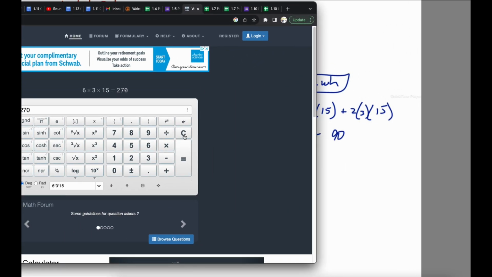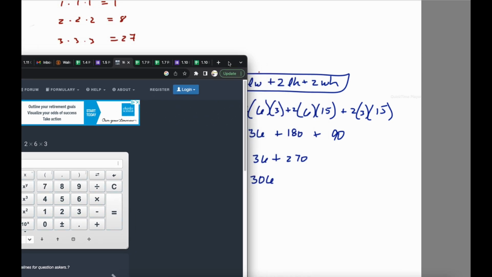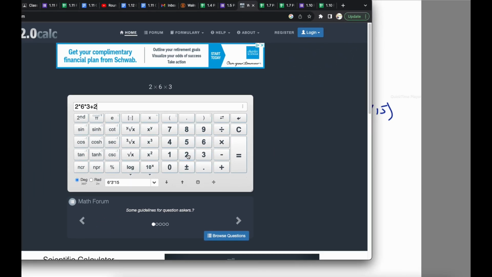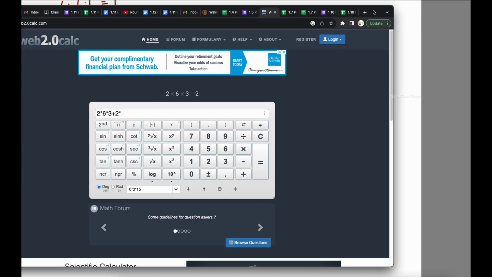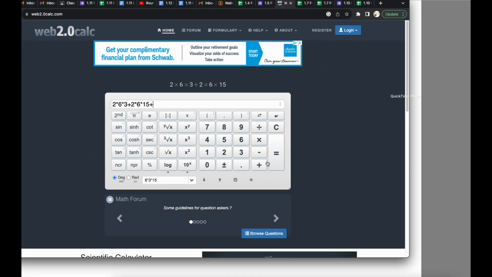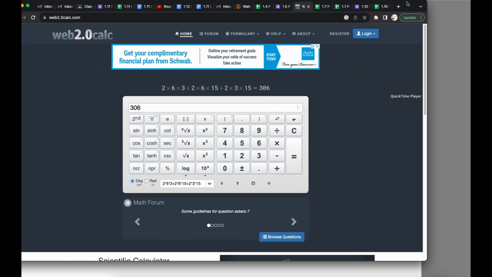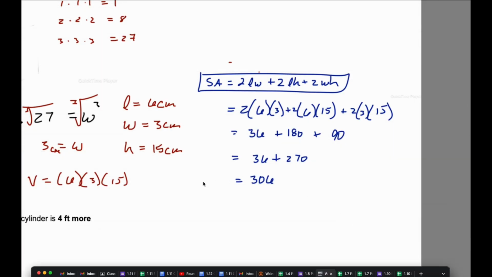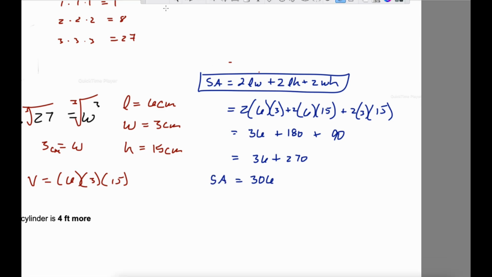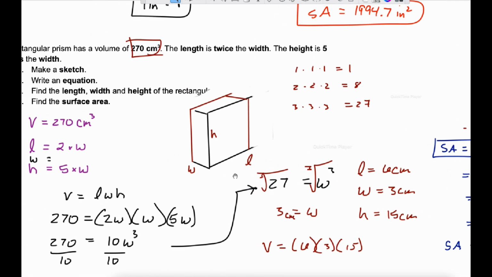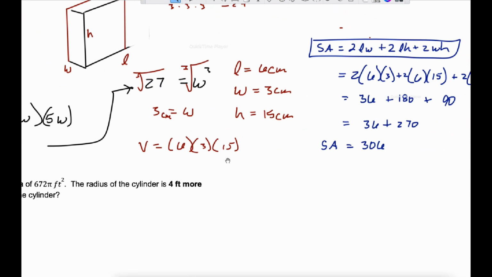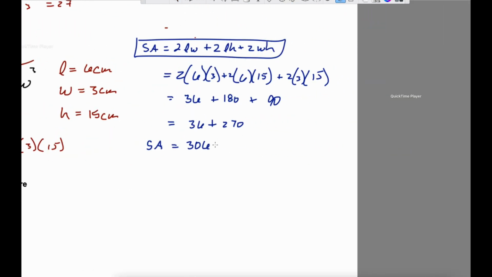All right. So we got 2 times 6 times 3 plus 2 times 6 times 15 plus 2 times 3 times 15. That equals 306. Okay, that worked. So that's our surface area. And what are the units for surface area? Centimeters squared.